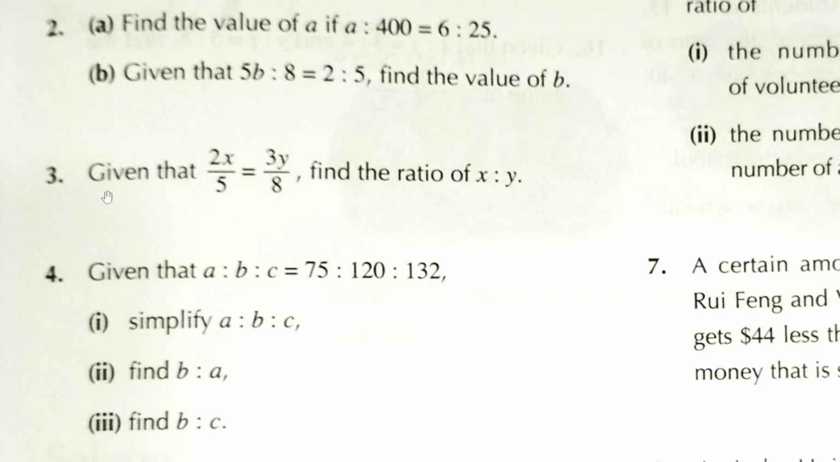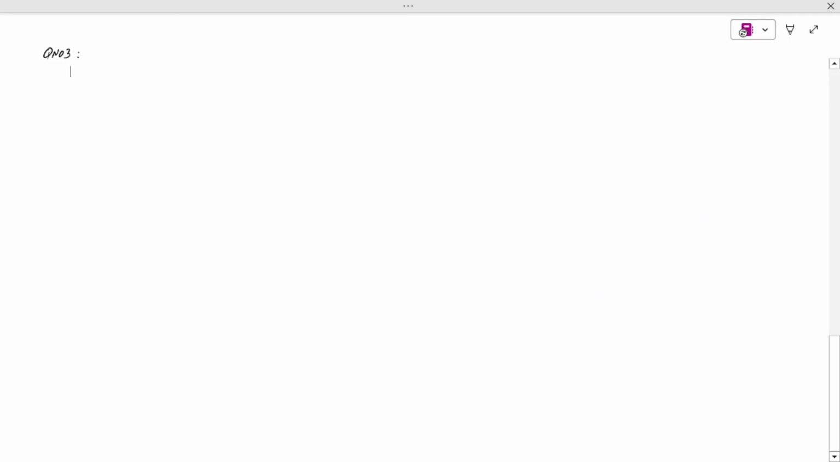So this is the question number 3, where he is saying that given that 2x over 5 is equals to 3y over 8, find the ratio of x ratio y. We have to find this ratio x ratio y. So let us solve this part. So the question number 3 is 2x over 5 is equals to 3y over 8.